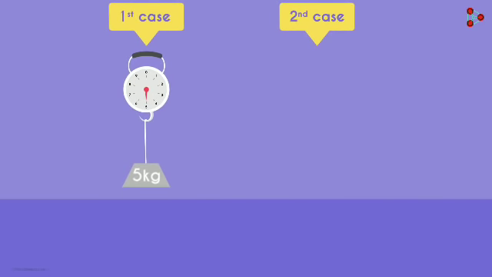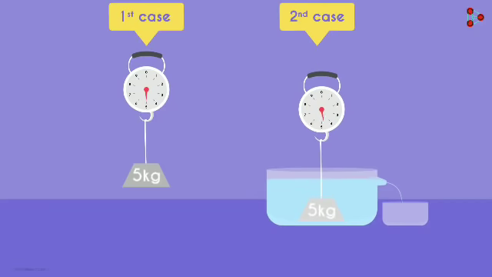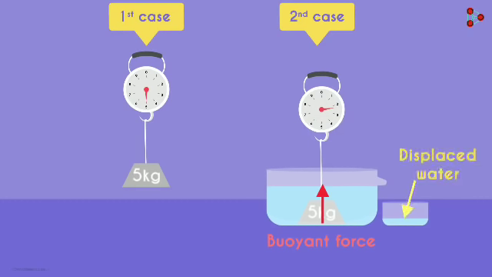For the second case, take a beaker of water which has a small opening at the top. The water in the beaker is filled right up to this point where the opening is. And we keep a small container under the opening. Now slowly lower the solid object into the water and you'll see that the reading will be a lower number as compared to the previous case. Why is that? It's because of the buoyant force acting on the object. You'd have also noticed that some water was displaced.